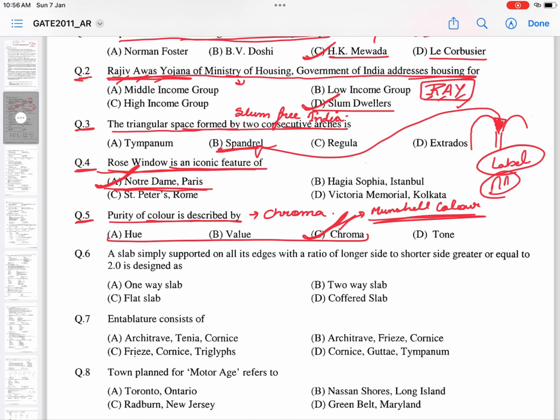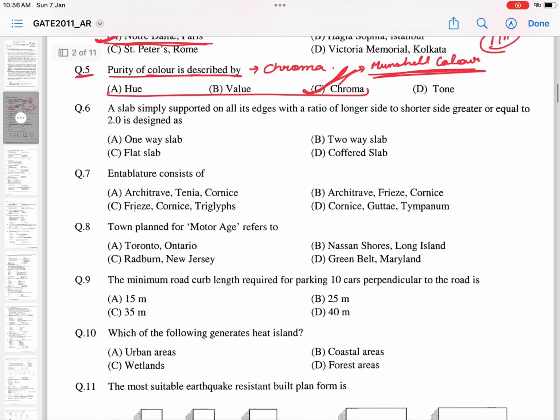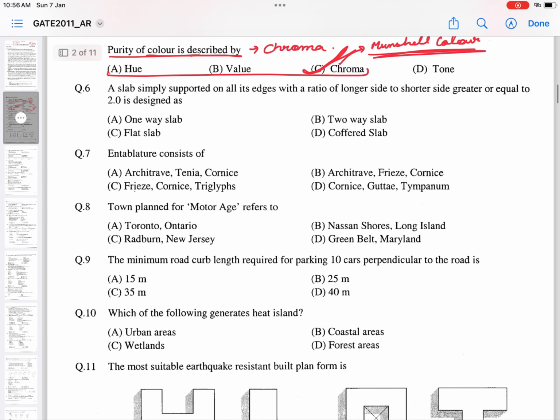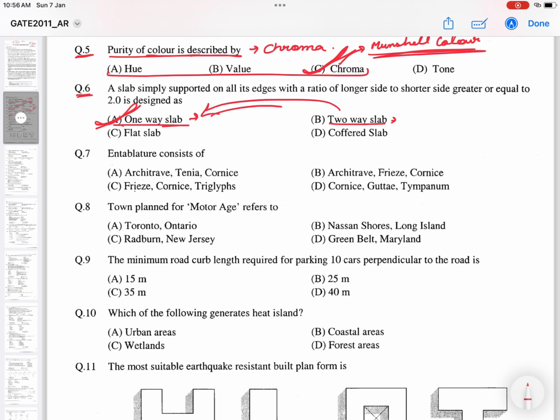Moving on to question number 6, a slab simply supported on all its edges with a ratio of longer side to the shorter side greater than or equal to 2 is known as a one-way slab. You have to read the definition of one-way slab, and also two-way slab. These two will come because they are very confusing. It gives us the sense that it will be a two-way slab, and most of the people at that time when they attempted this question paper of 2011, they could have taken two-way slab, but the answer is one-way slab.